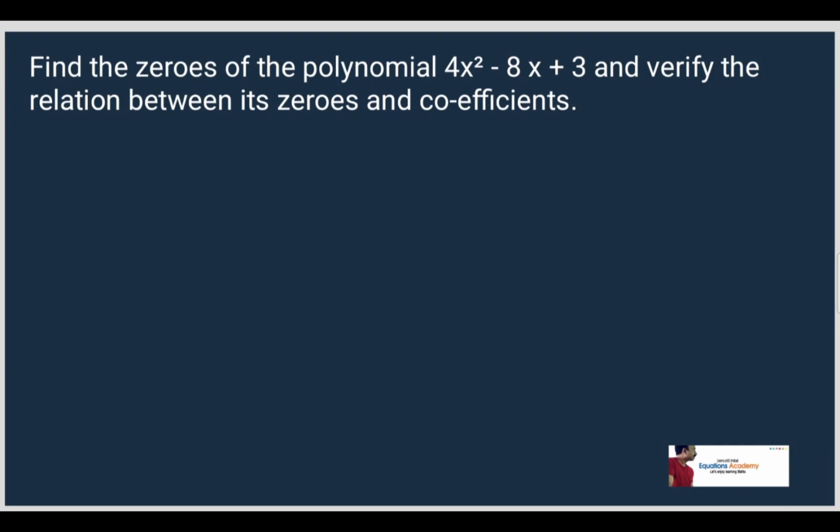Find the zeros of the polynomial 4x square minus 8x plus 3 and verify the relation between its zeros and coefficients. Here we are given a polynomial 4x square minus 8x plus 3. We need to find the zeros of the given polynomial. In order to get the zeros, we will set the polynomial to 0: 4x square minus 8x plus 3 equal to 0. Now we will find out the values of x.